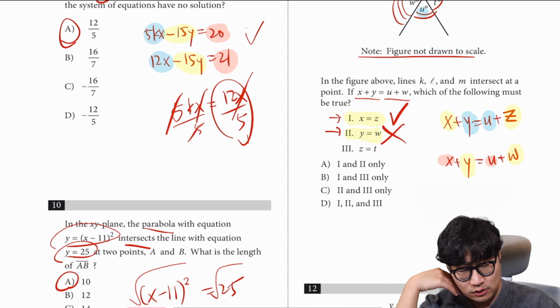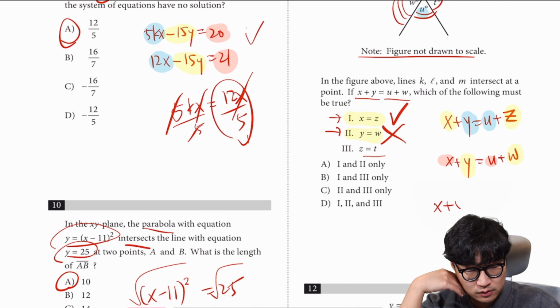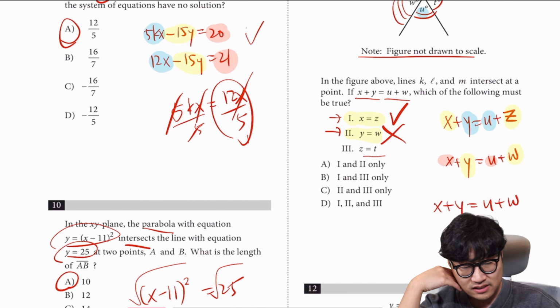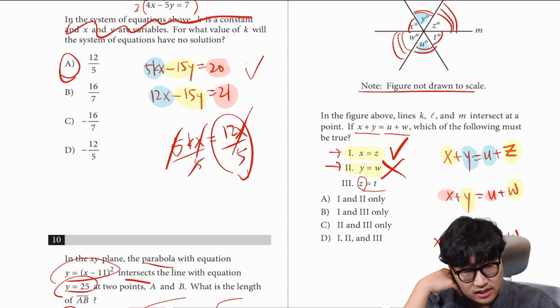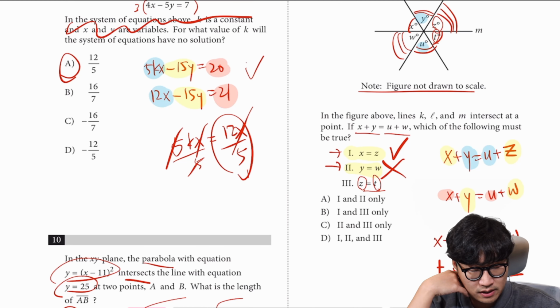And then lastly, let's do one more round. So once again, x plus y is equal to u plus w. I don't fucking see z or t, but let's replace it in, right? So for z, it's actually right there, vertical angle with w, so I can replace that z right there. And then t is the vertical angle with x, so I can replace the x with the t. And then basically it becomes this.